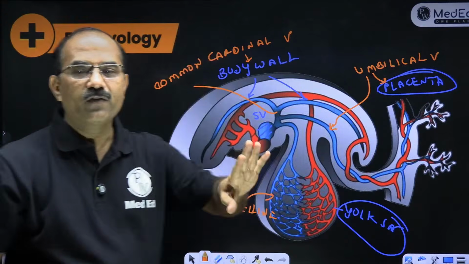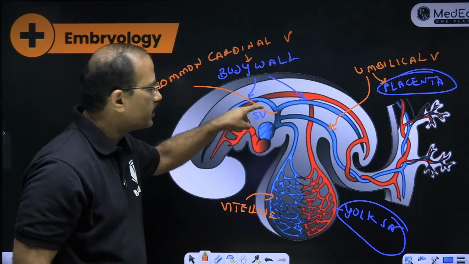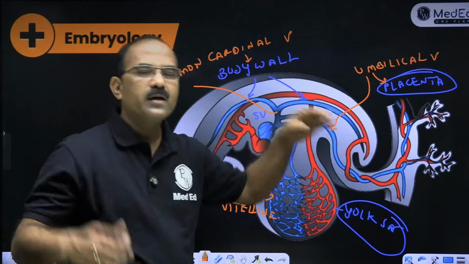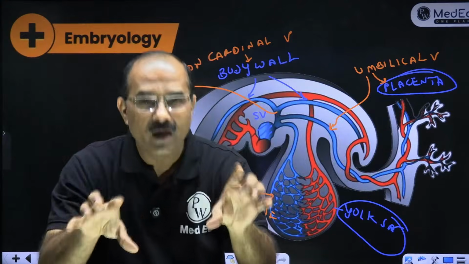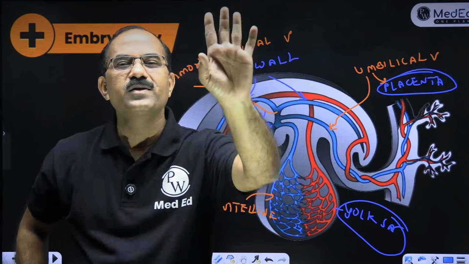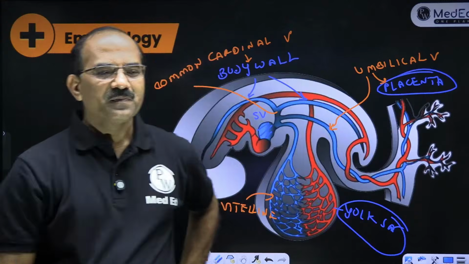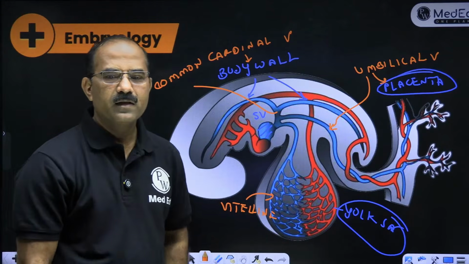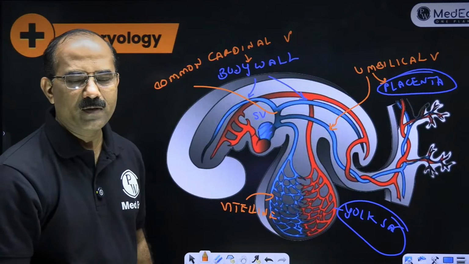The common cardinal vein is formed by the joining of the anterior cardinal vein and the posterior cardinal vein. ये anterior cardinal, ये posterior cardinal join होता है to form the common cardinal vein. The common cardinal vein drains into the sinus venosus. Fine, clear है ये? हाँ, याद रखना, this is very important.